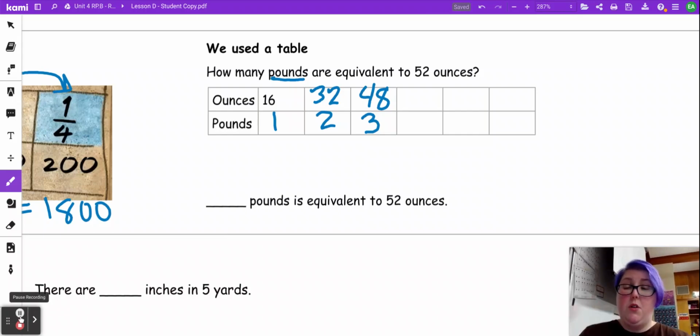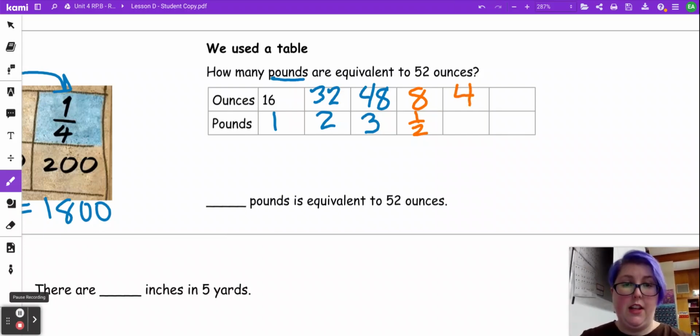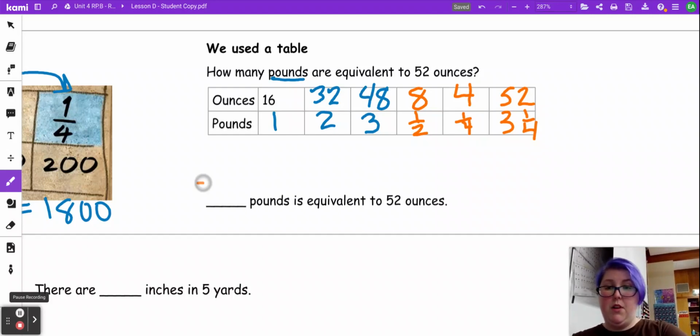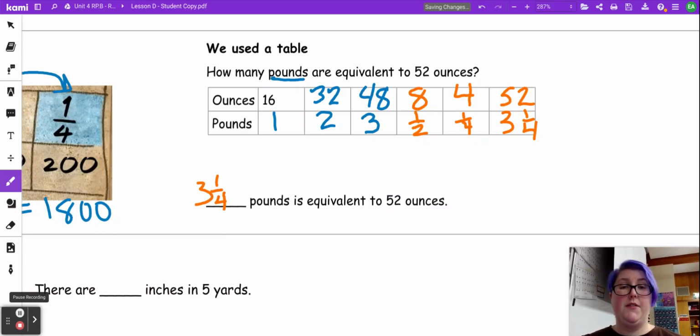So it must be 3 and some number. What happens if we do 8 ounces? Well, that would be 1/2 of a pound, because 16 divided by 2 is 8. 1 divided by 2 is 1/2. If we divide that in half again, well, that becomes 1/4. For 52 ounces, that would be 3 and 1/4 of a pound. So 3 and 1/4 pounds is equivalent to 52 ounces.